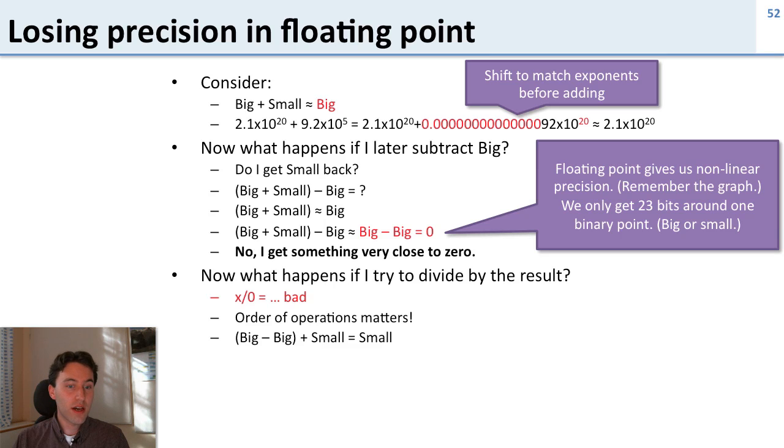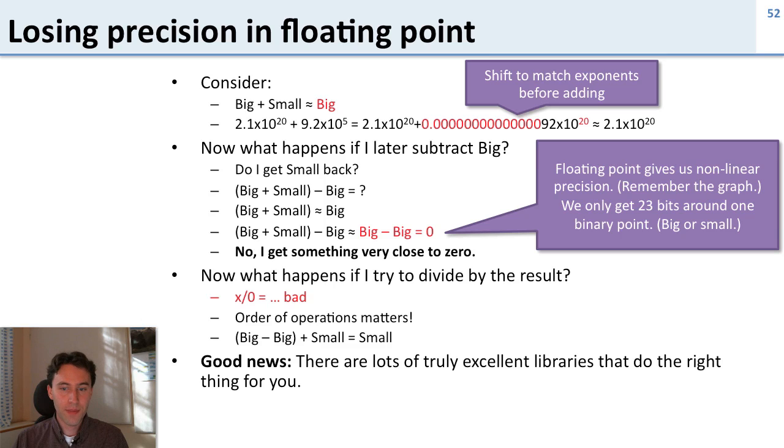For example, if I did it the other way around, if I do big minus big, then add small, I get small. Because big and big are the same order, so when I do operations with them, I don't lose precision. So this is a real problem, and it means you have to be very careful when you're writing math libraries. The good news is people have done this for you.